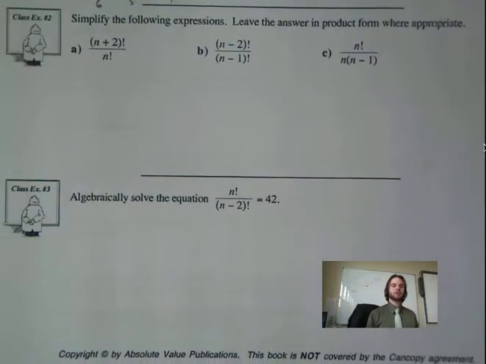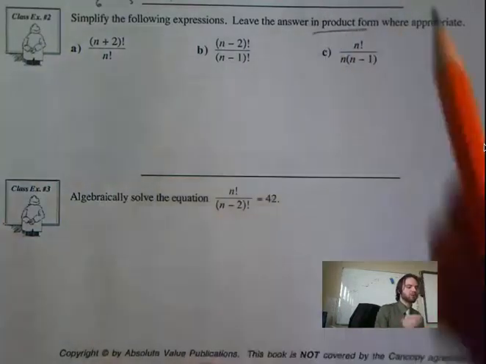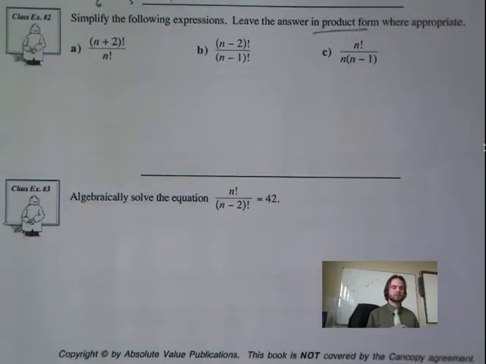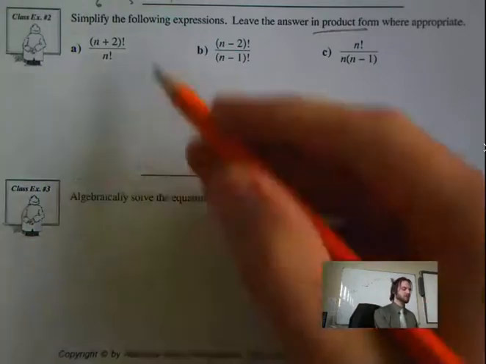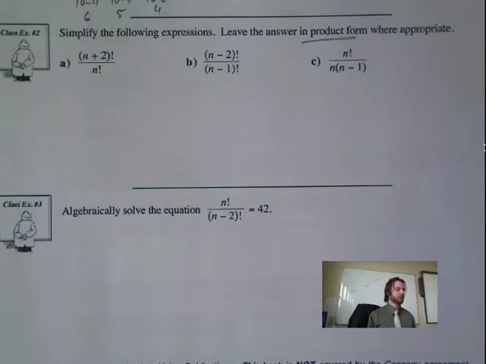Okay, let's take a look at my next ones. It says, simplify the following expressions. Leave the answers as a product where appropriate. The first one, we're always going to look at what is my biggest. There are 2 factorials, so we're going to look at which one's bigger and simplify that one and see what we can cancel off.